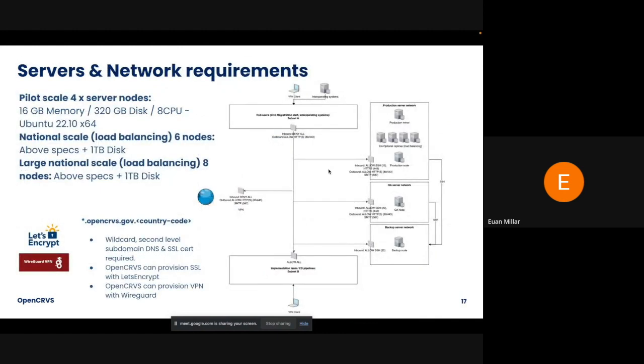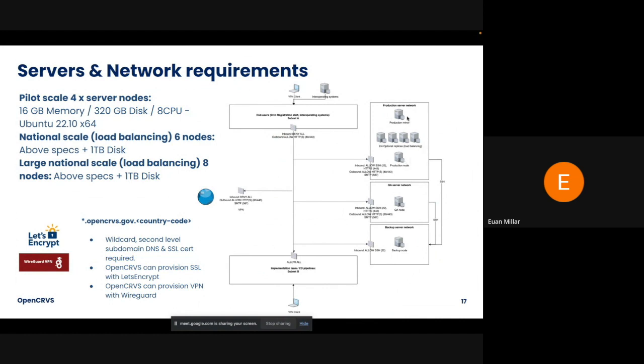So, in other subjects regarding total cost of ownership, let's talk about what sort of servers do you need. Well, here is a server diagram. You can look at this in more detail. We have a requirement for a virtual private network. You will have your staff who access the application by VPN, and implementation technical staff who do the same thing.